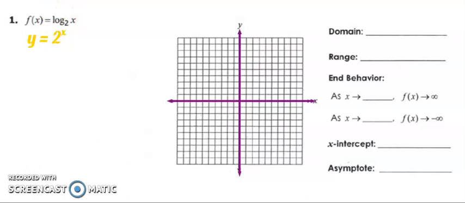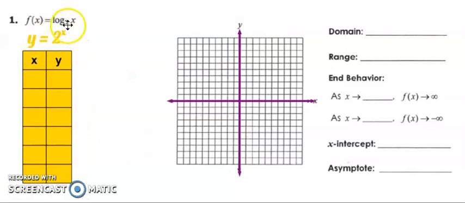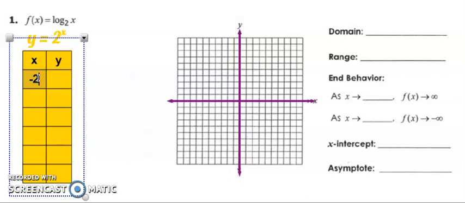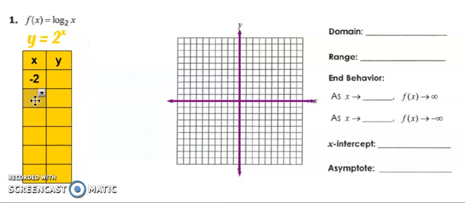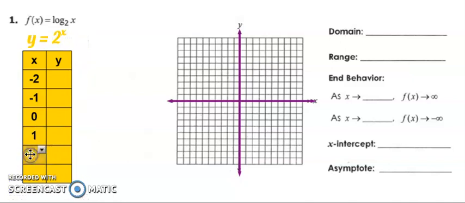Alright, so we're going to go ahead and create ourselves a table. Okay, we're going to create a table for y equals 2 to the x power. So the first thing I'm going to need are some x values. So the x values that I'm going to use here are going to be -2, also going to use -1, going to use 0, we use 1, 2, and 3.